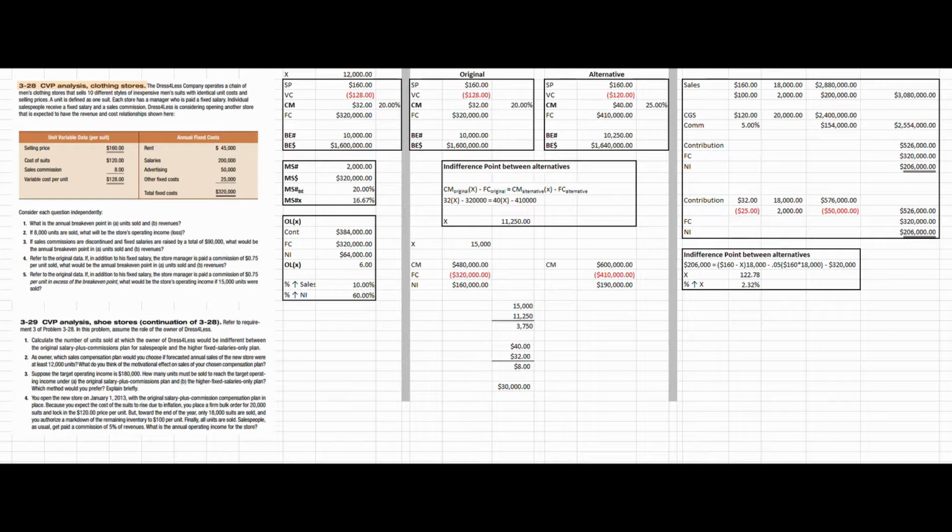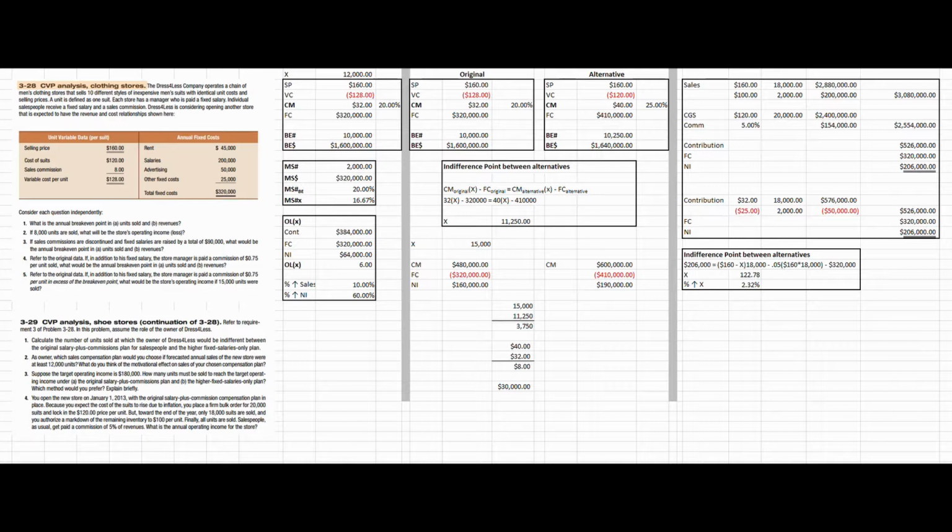So the best way to understand this is to make an example as simple as possible. Let's assume that my actual level of sales is 10,001 units. What's my net income? $32. 10,002 units. What's my net income? $64. Let's assume my actual level of sales is 9,999 units. What's my net income? Minus $32. 9,998. What's my net income? Minus $64. You get the idea?